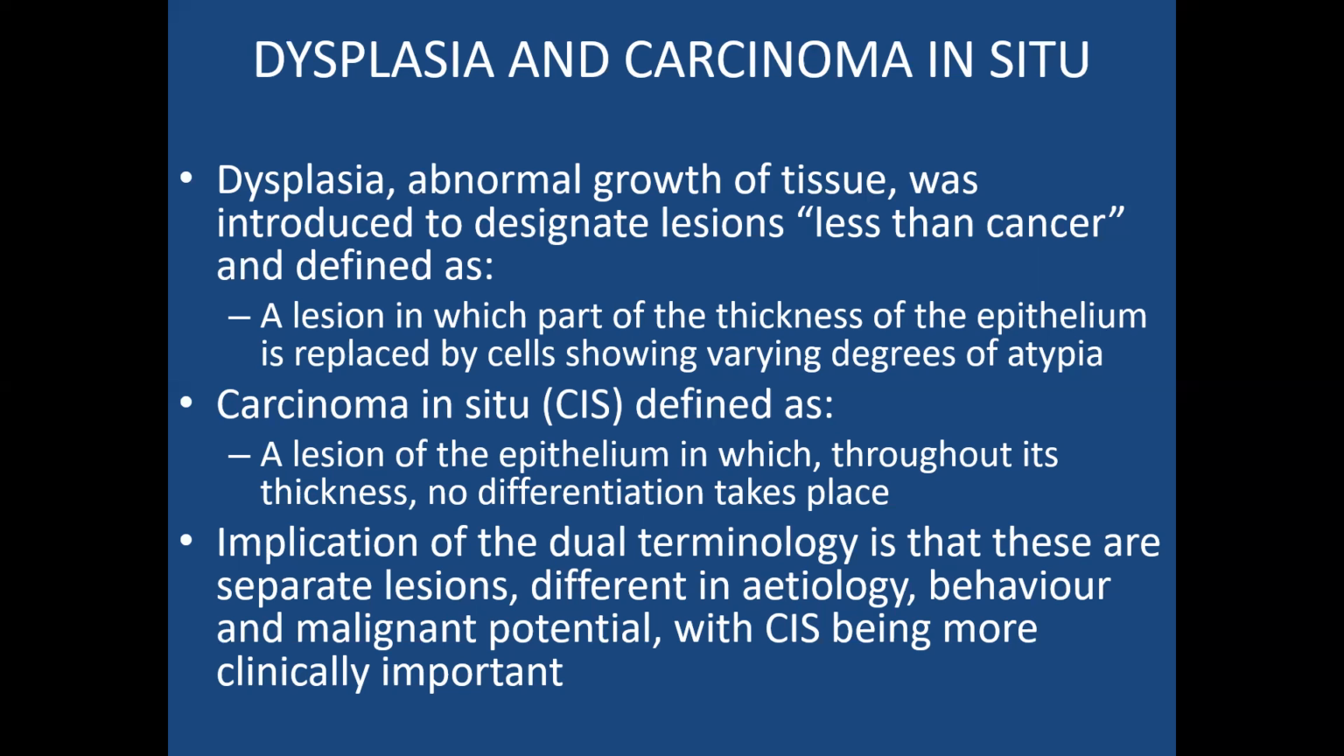This term was introduced to designate lesions less than cancer and defined as a lesion in which part of the thickness of the epithelium is replaced by cells showing varying degrees of atypia. That means varying degrees of abnormality. So now we know we are looking for precancerous lesions. The term dysplasia was then introduced to represent lesions that are less than cancer, meaning precancerous lesions. Then another term called carcinoma in situ means a lesion of the epithelium in which throughout its thickness there is no differentiation.